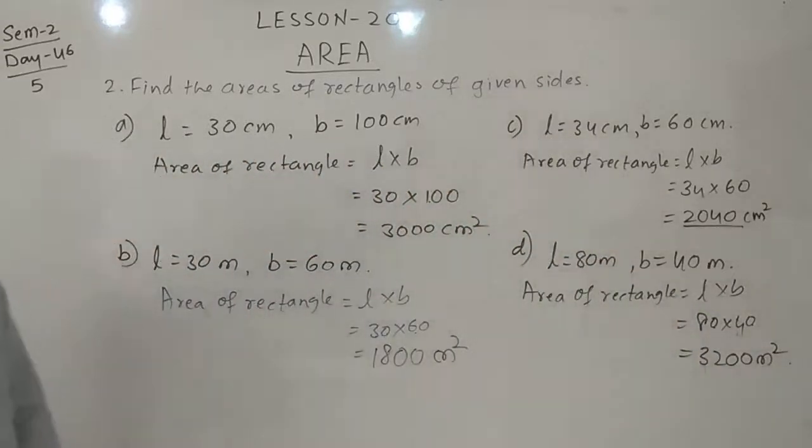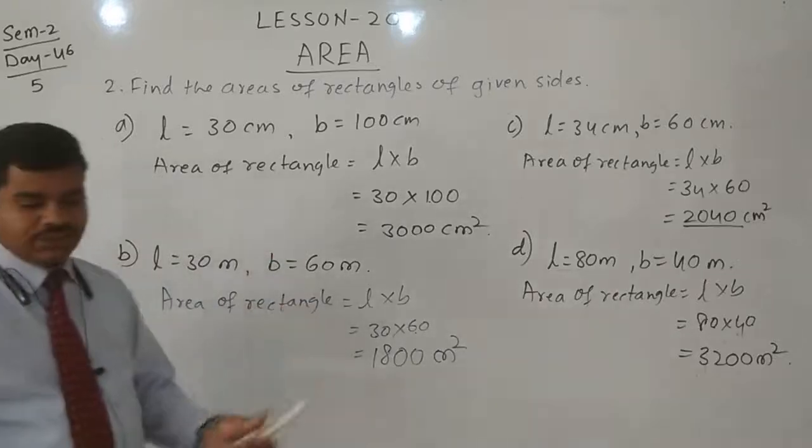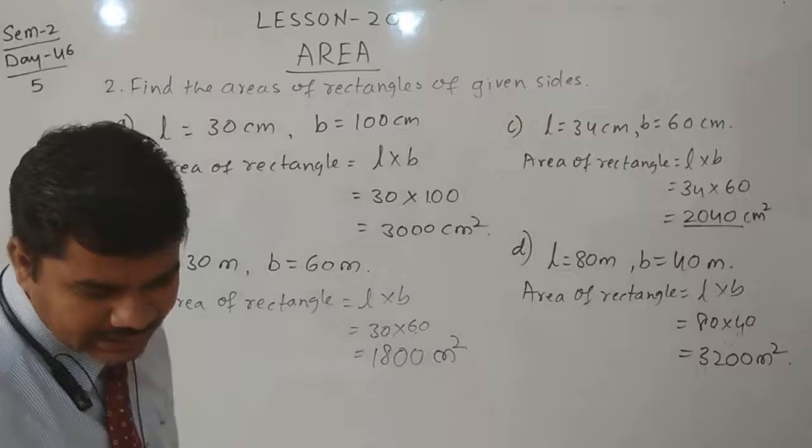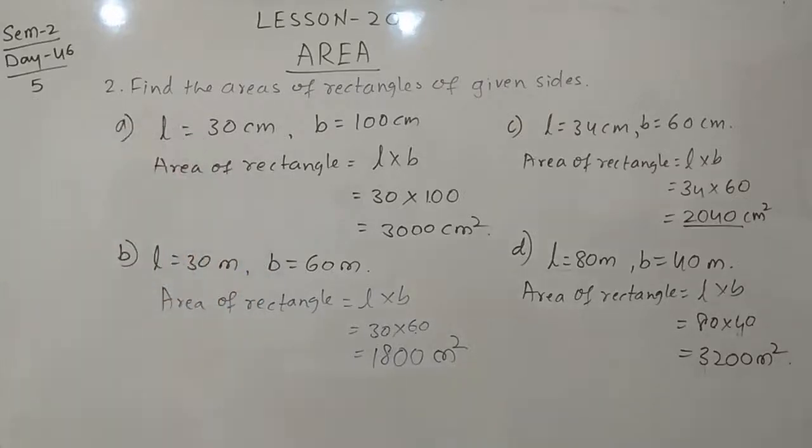3200 meter square is the area for the given rectangle. Yes, simple. This is finding the area. Now write down these all 4 columns and 2 more are there, E and F. We can solve. Next we will go to question number 3.